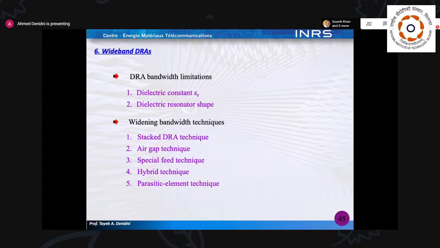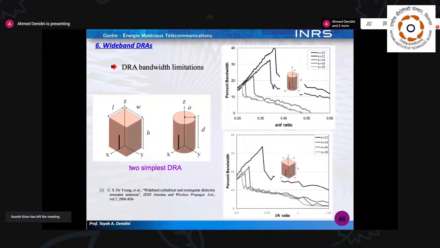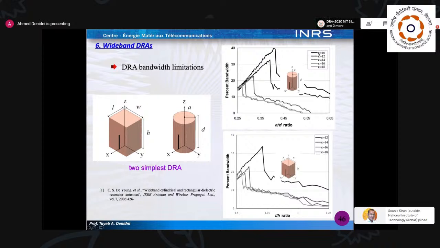Here we present an example of how to use the dielectric constant to increase the bandwidth. We can see that with a different dielectric constant, we have a different bandwidth. This means we can control the bandwidth by choosing a low or high dielectric constant. This is for cylindrical, and this is also for cubic. This technique is limited, but it means that with a low dielectric constant, we have more bandwidth.